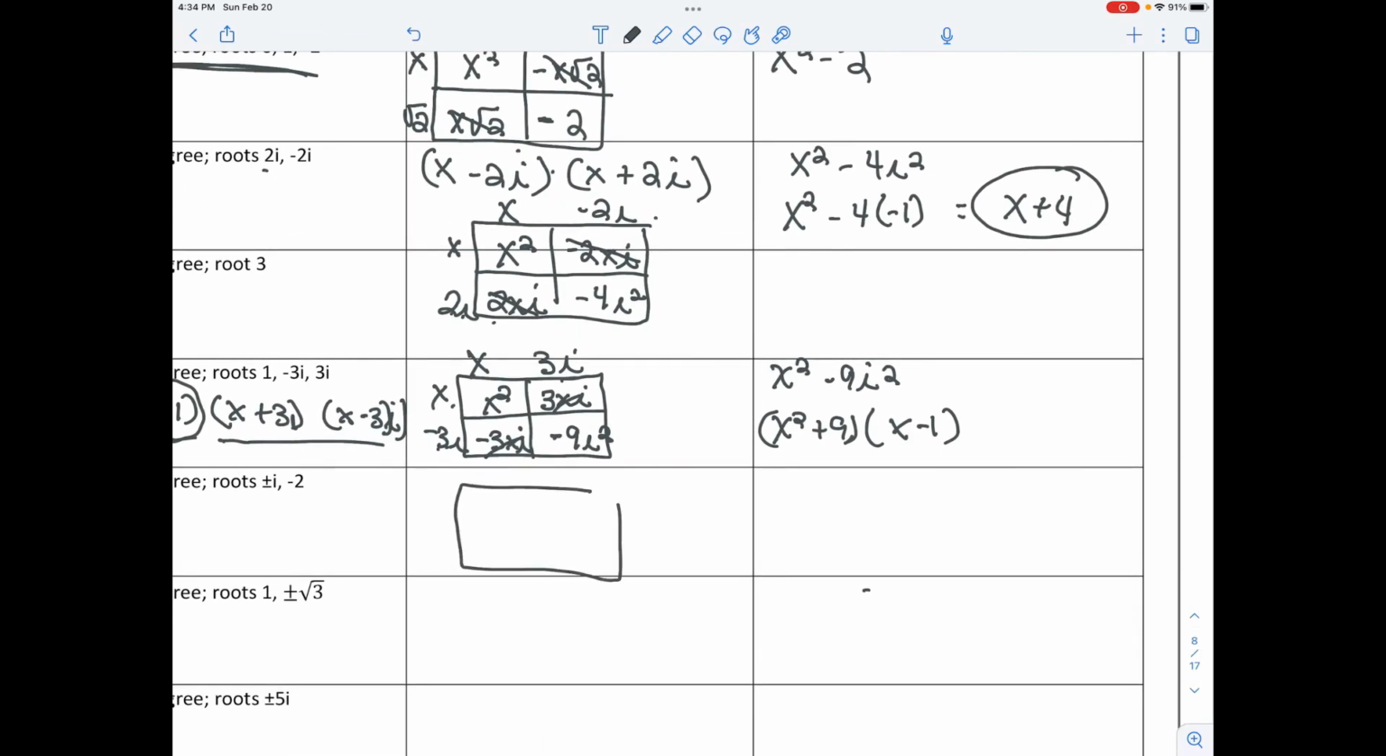So once again, putting that in the box, I have x squared plus 9 and x minus 1. x times x squared is x cubed. That's 9x. That's negative x squared, and that's negative 9. So I have no like terms, so my answer would be x cubed minus x squared plus 9x minus 9.